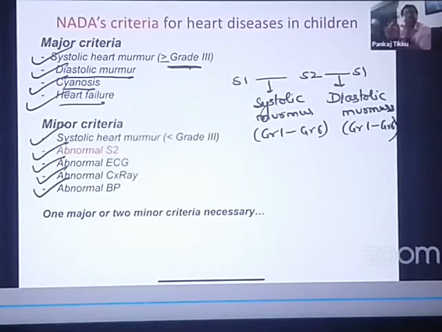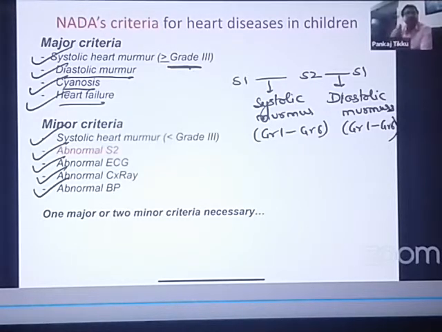Among the major criteria, the 4 major criteria are systolic heart murmur more than or equal to grade 3. So it can be a grade 3, grade 4, grade 5, or a grade 6 systolic murmur. Diastolic murmur, any grade. Presence of cyanosis, presence of heart failure. You just require the child to have one of these major criteria and it can suggest the possibility of a heart disease. For minor criteria, there are 5 criteria.